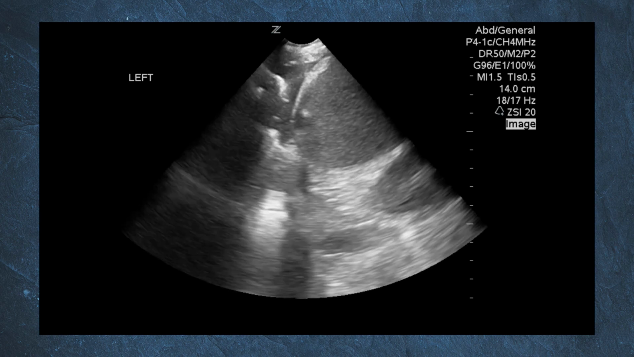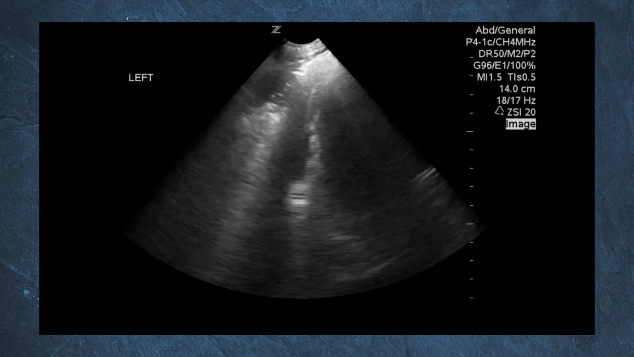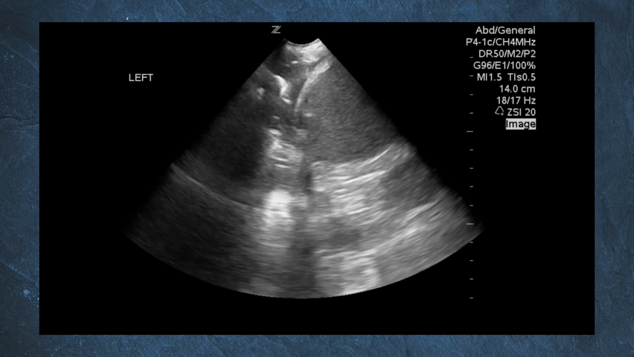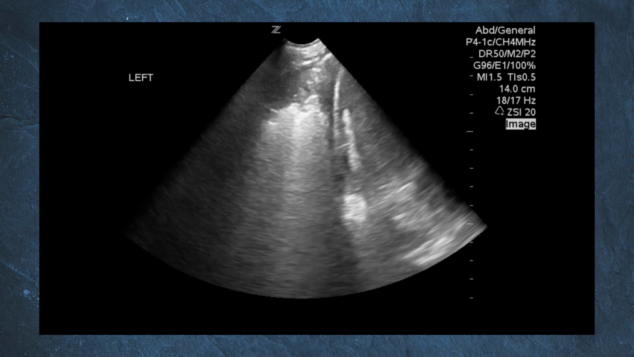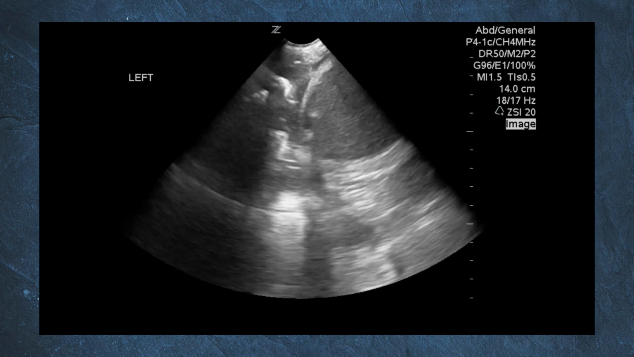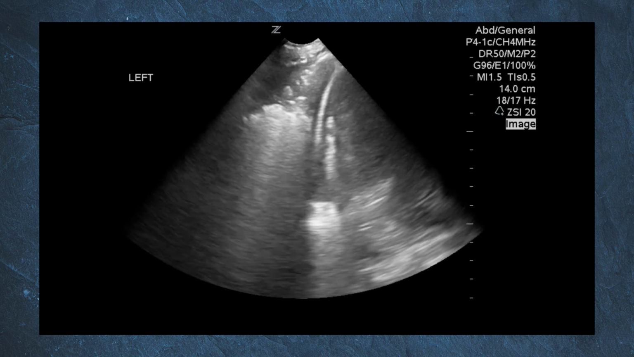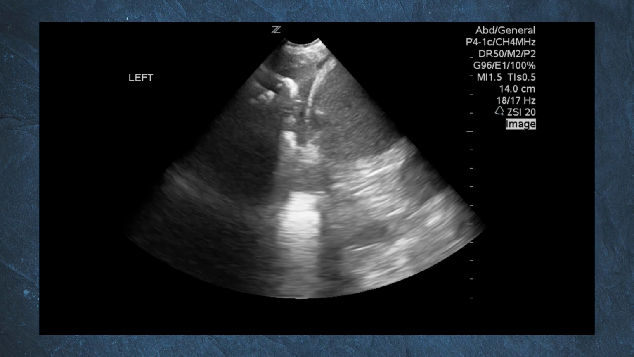echogenicities. There are some hyperechoic areas with reverberations behind them, and this is lung with likely some consolidations. And it's also picking up some of the sound waves and reflecting them back toward the transducer. At the very top of the screen, you can see an anechoic triangle, which indicates some fluid in the pleural space.